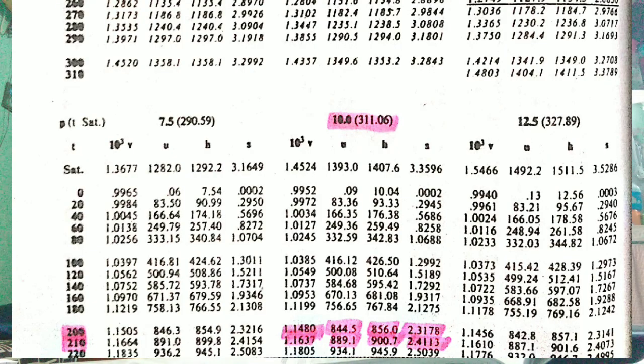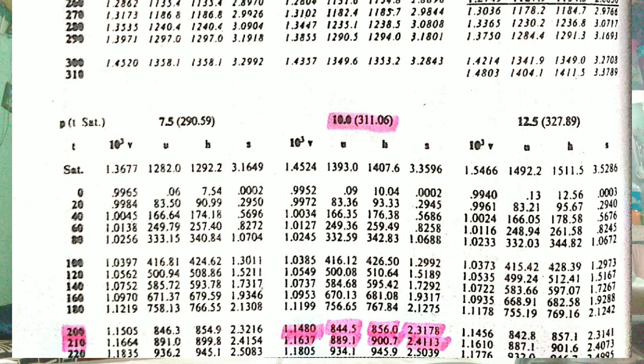It will not be accurate in Table 3, so we use Table 4. Let's go to Table 4, since this is subcooled. We look for the pressure of 10 megapascals using the ruler. At 10, we get a Tsat of 311.06 degrees Celsius. That is right.